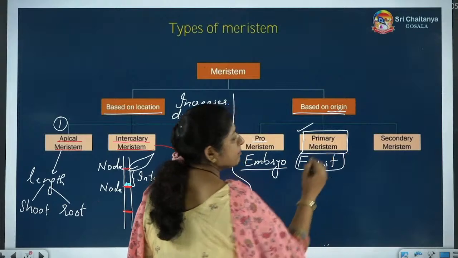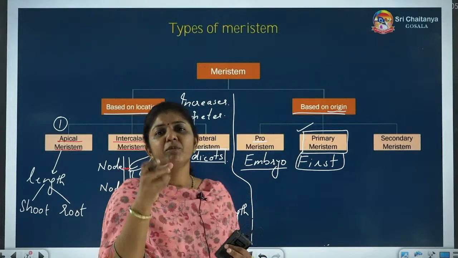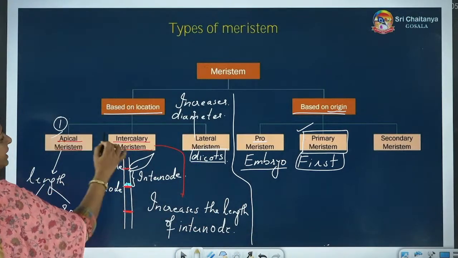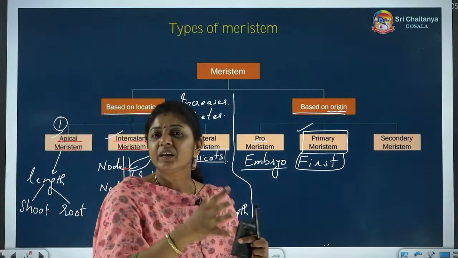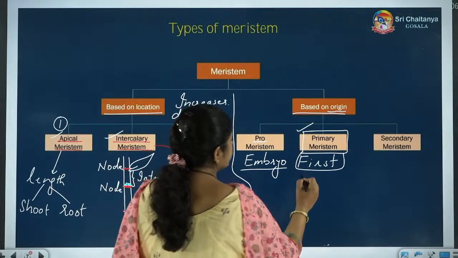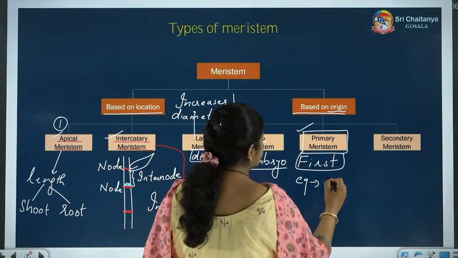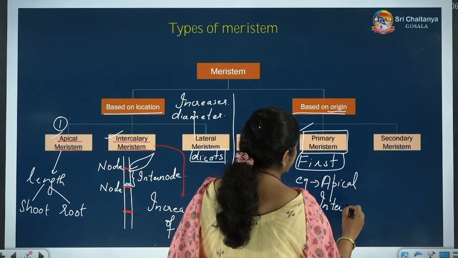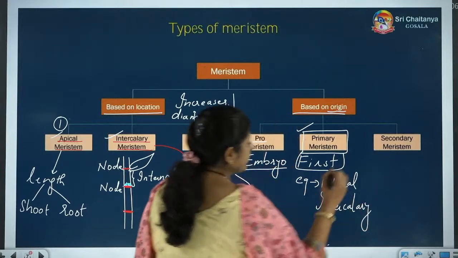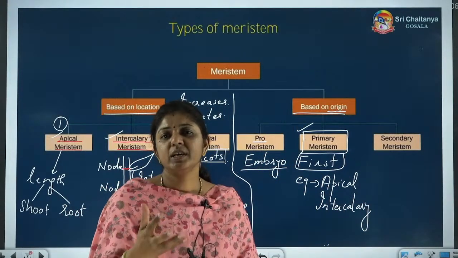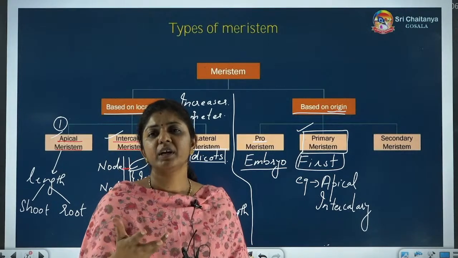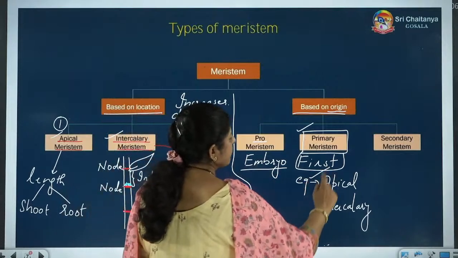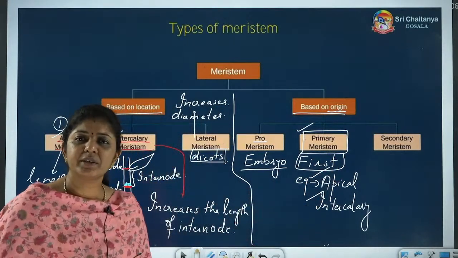And what will be the example of this? Obviously, which type of meristem helps the plant to grow more? Can I say it will be the apical and intercalary meristem in the beginning? So the primary meristem examples will be the apical meristem and intercalary meristem, which are there from the beginning. That's why your seed can sprout or germinate from the beginning, right? Due to the presence of which primary meristem? Apical meristem and intercalary meristem, right?